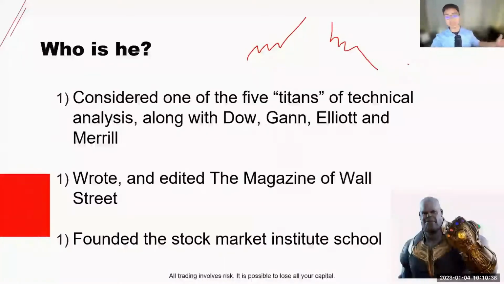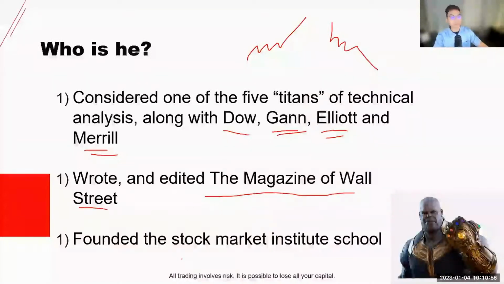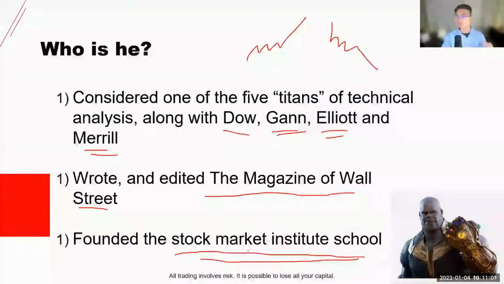He's like the modern day Inner Circle Trader, ICT. So he's something like that back then. He's one of the 5 titans along with Dow, Gann, Elliott Wave, and Merrill. He wrote and edited the magazine of Wall Street back then, founded the Stock Market Institute School, and taught people how to trade.